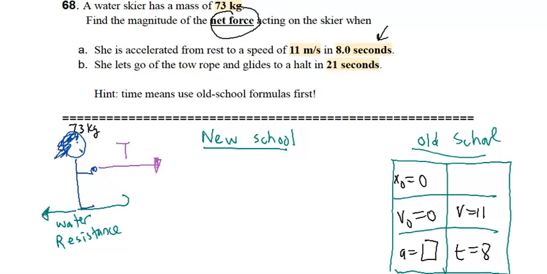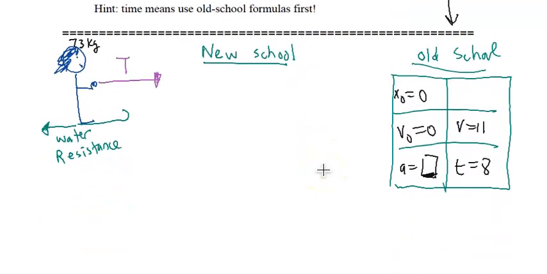As soon as you see time, speed, or distance, that means old school. So I set up the old school Sudoku. She went from rest to 11 in 8 seconds. And the secret passageway from old school to new school is not time right now, but acceleration. So we need to find the acceleration to take it into new school. And I love the Sudoku because you can see that this row is complete. So we're going to use the velocity function.